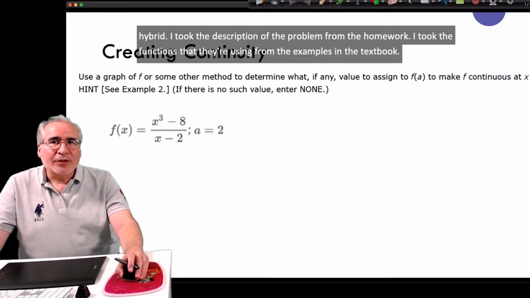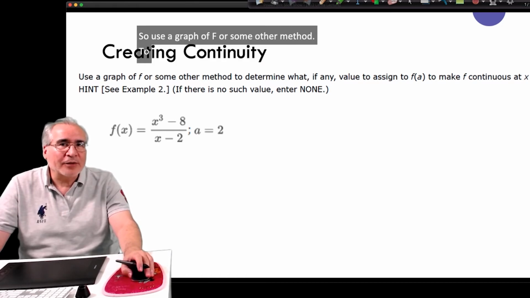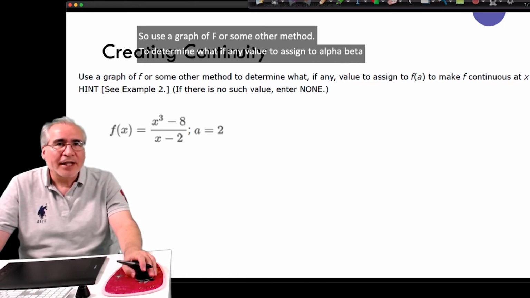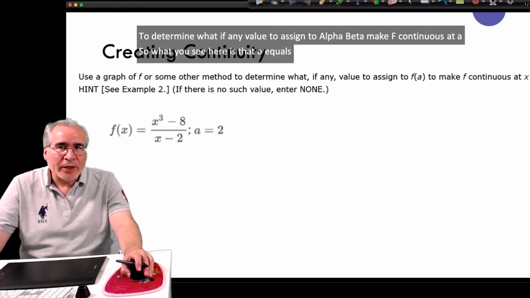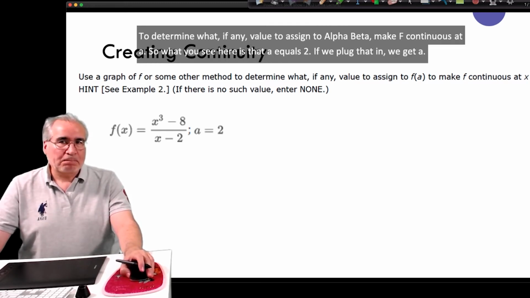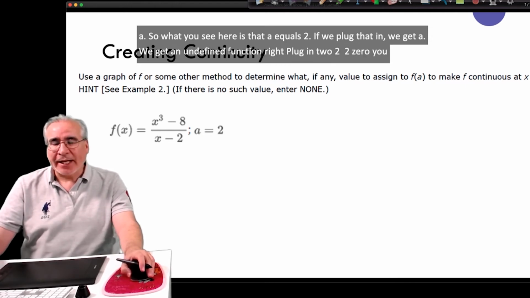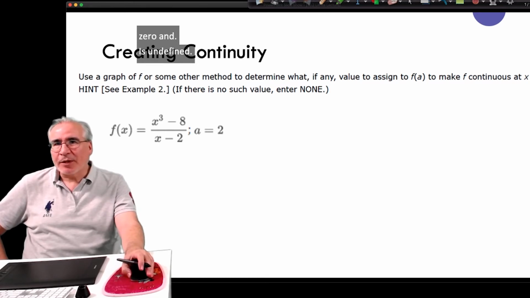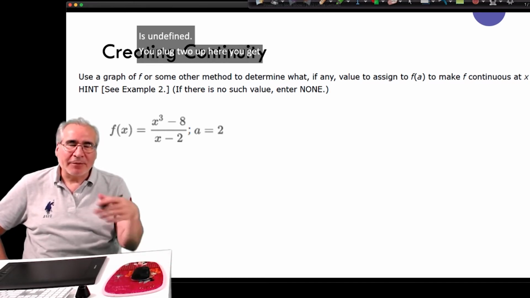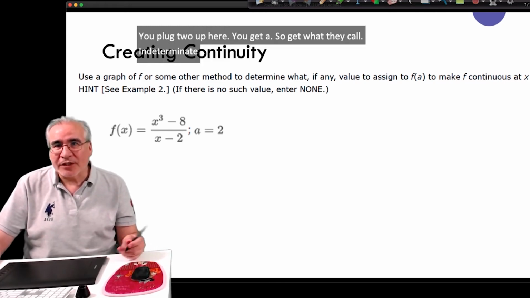Okay, so use a graph of f or some other method to determine what, if any, value to assign to f of a to make f continuous at a. So what you see here is that a equals 2. If we plug that in, we get an undefined function, right? Plug in 2. 2 minus 2 is 0. You get division by 0, and it's undefined. You plug 2 up here, you get 8. So actually you get what they call indeterminate form, because you actually get 0 over 0.